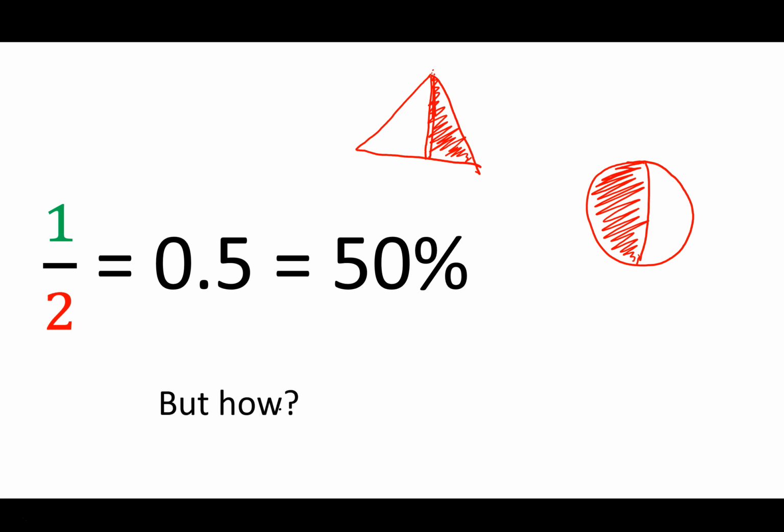But how does 1/2 equal 0.5 equals 50%? So another way of writing a fraction is 1 divided by 2. We can solve this using the house method. How many times does 2 go into 1? It goes 0. Then we carry the 1 at the decimal point. 2 into 10 goes 0.5.